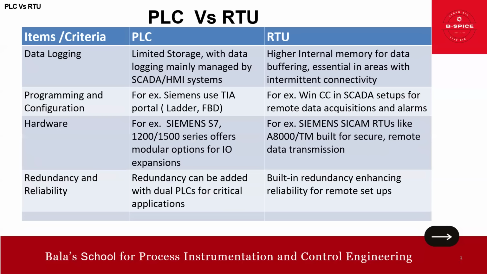That's the first four. Then the next four, starting with data logging. PLC data logging has limited storage, with data logging mainly managed by the SCADA HMI system. Whereas in the RTU, we have higher internal memory for data buffering, essential in areas with intermittent connectivity. So that point you can mention on data logging.